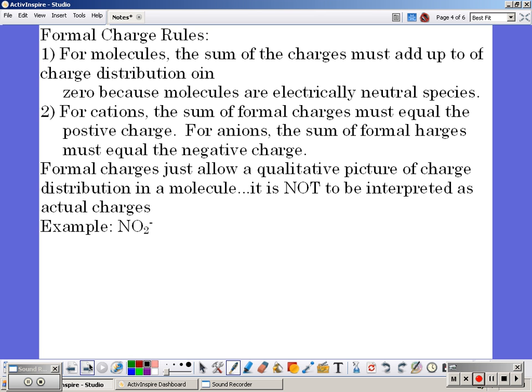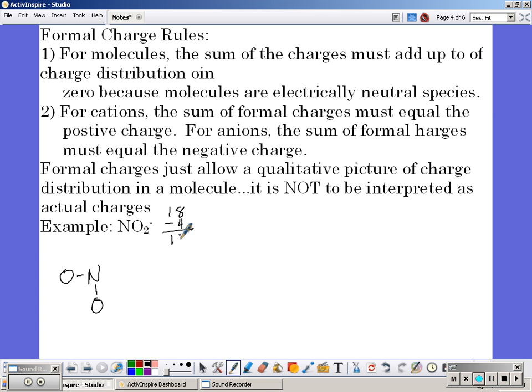So let's try that NO2 anion. Nitrogen has 5, oxygens both have 6. We have that negative charge giving us a total of 18. Nitrogen goes in the middle. We have our 2 oxygens bonded around it. I've used 4 electrons so far, leaving me with 14.